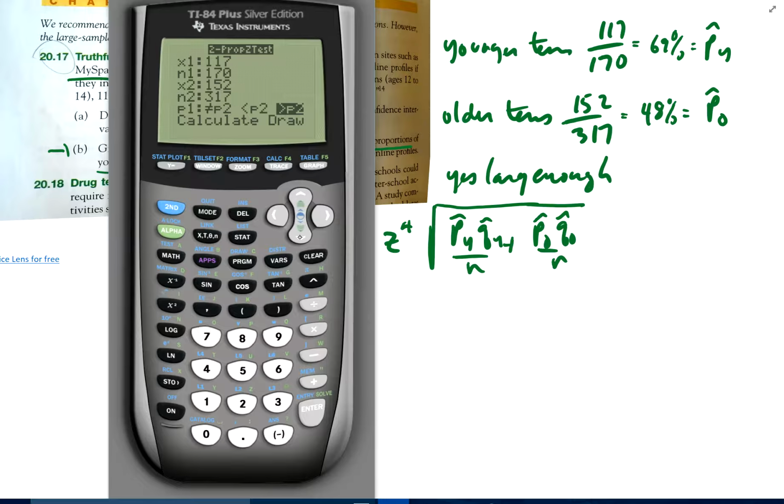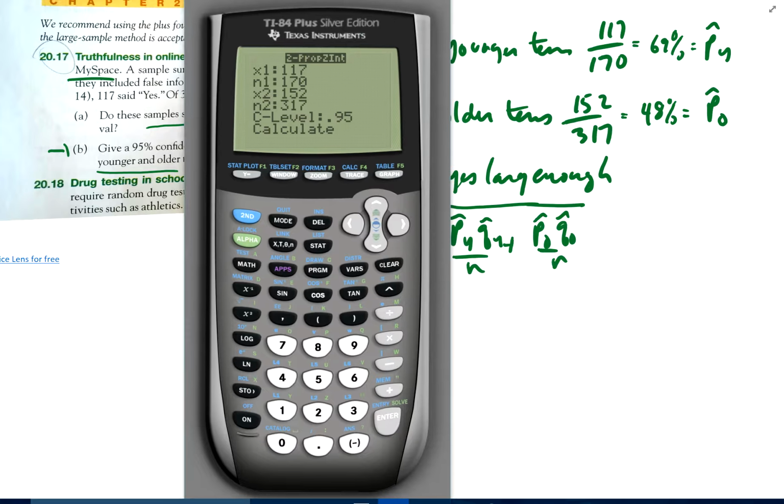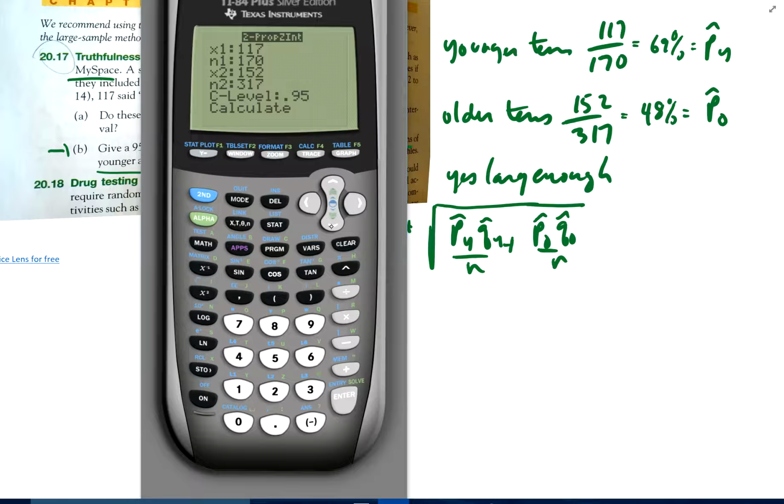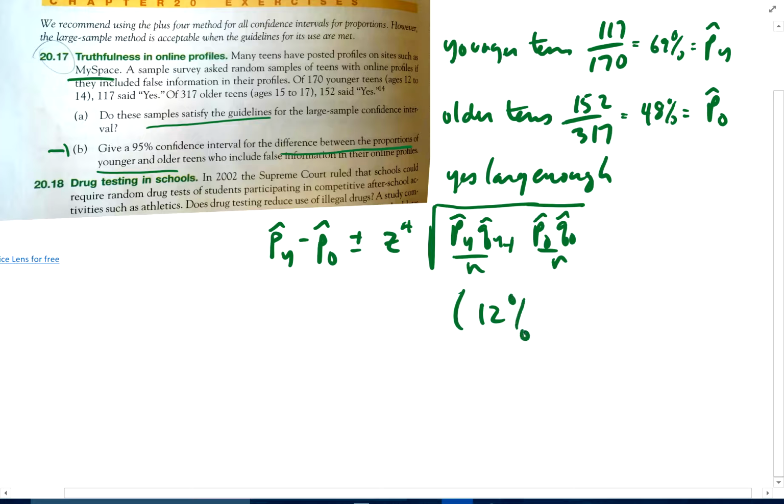Oh, I'm doing a test. We want a confidence interval. I know you're probably going, what are you doing? Two proportion z interval, and it saved my data. That was very nice. And I can't remember what level it said. 95. Okay. So there it is. 12 to 29.7. 12% to 29.7%. So the difference between younger and older teens who include false information is somewhere in this interval.